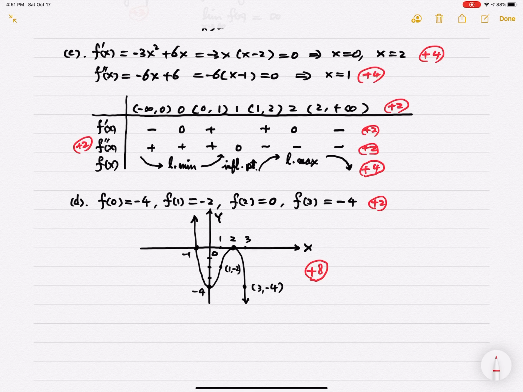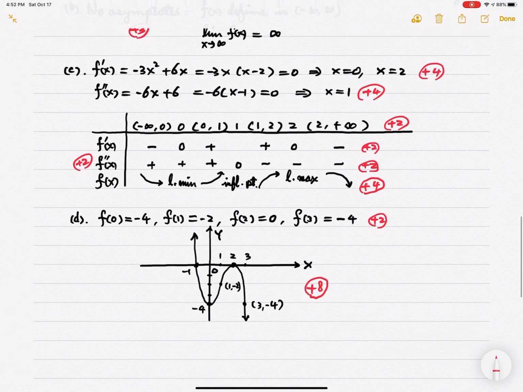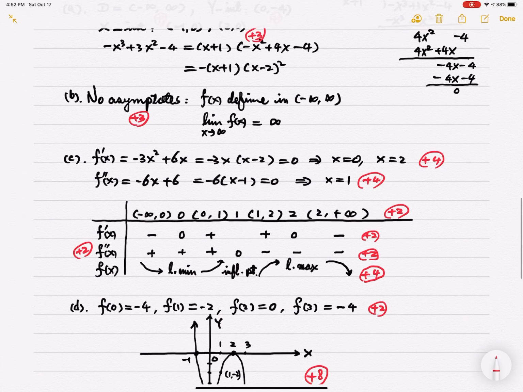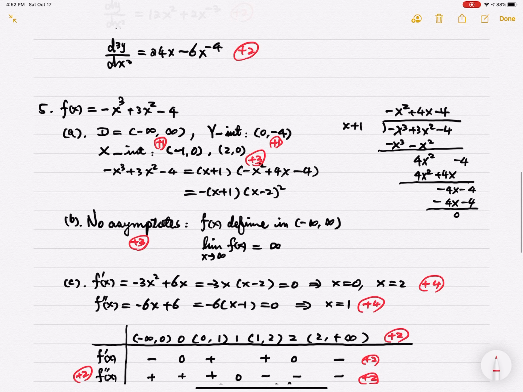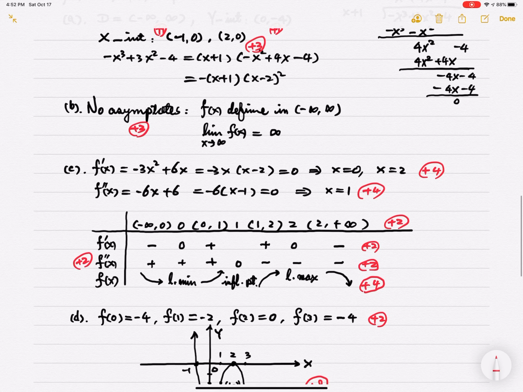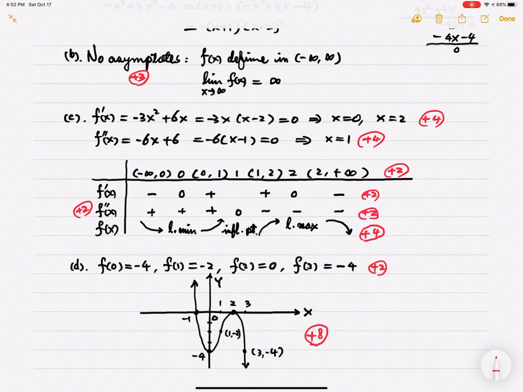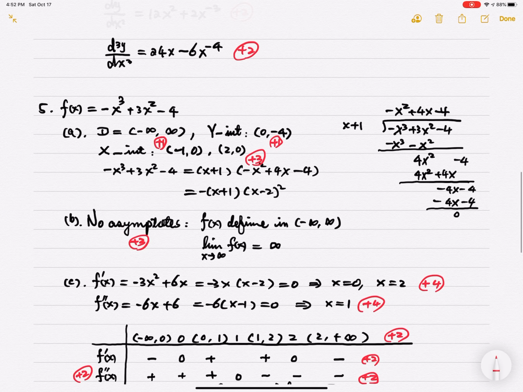For this graph you should not use a calculator. I'm not sure if people use a calculator or not, but you have to label it correctly. So I'm going to distribute this 8 points to those points' correctness. So here we have 5, 8, 10, 18. Here is 4, 6, 10, 20, so 38. This is a big part, 38.